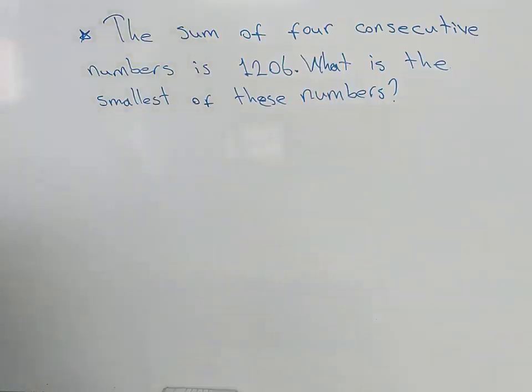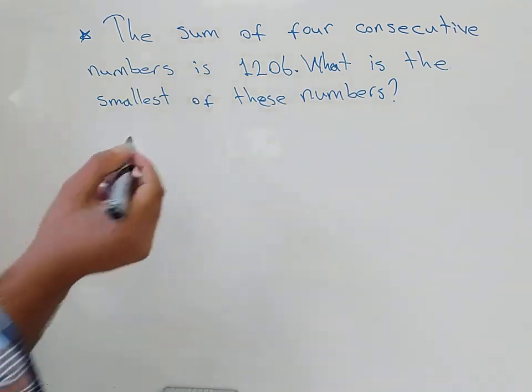The second type of question, they may ask you something like: the sum of 4 consecutive numbers is 1206. What is the smallest of these numbers? Sometimes they ask you for the biggest number, sometimes the smallest number. It doesn't matter what they ask you. The method is going to be like this.